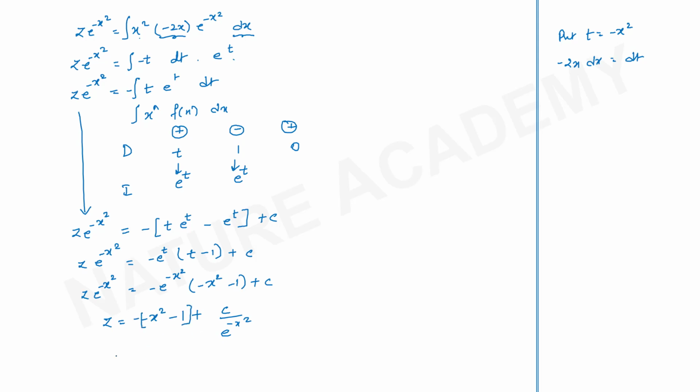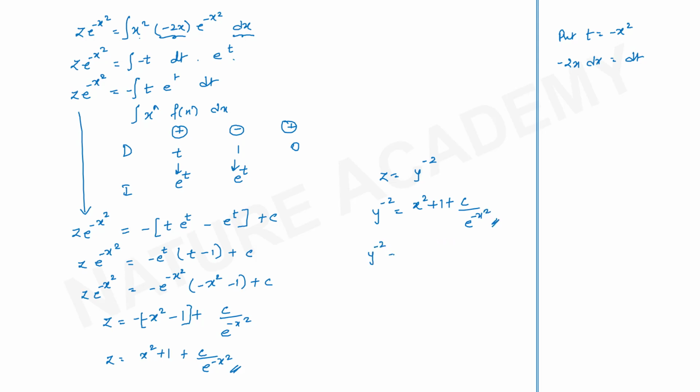So I have minus here. So this z becomes x square plus 1 plus c by e raised to minus x square. So this is the solution. Remember, we have to put back this z, isn't it? So if I put back this value of z is equal to y raised to 1 minus n, which was y raised to minus 2, I will have the general solution as y raised to minus 2 is equal to x square plus 1 plus c by e raised to minus x square.